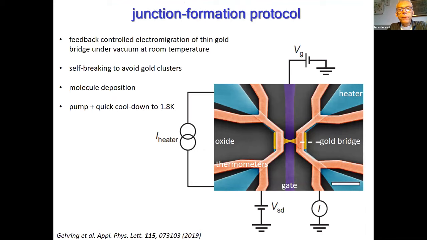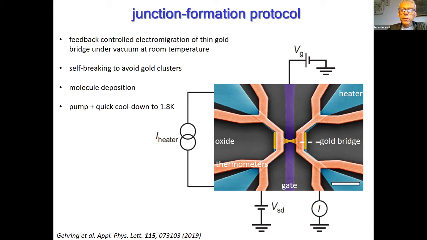So then the last step is to put in the junctions. I told you already we use electromigration for that. We do that in a special way. We have a feedback controlled electromigration. We also use something that we call self-breaking. And that means that we will just break the gold. Well, we will not break the gold, that's maybe better. We will make a junction of about a few kilo ohms.